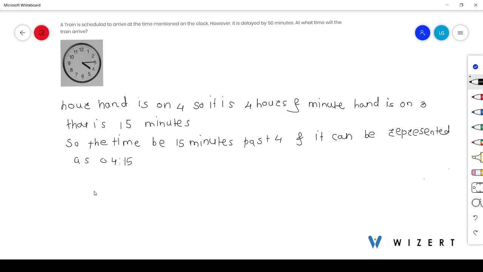here from the given information, the train is delayed by 50 minutes. As the train is delayed by 50 minutes, to find the time, we need to add 50 minutes to this 4:15.